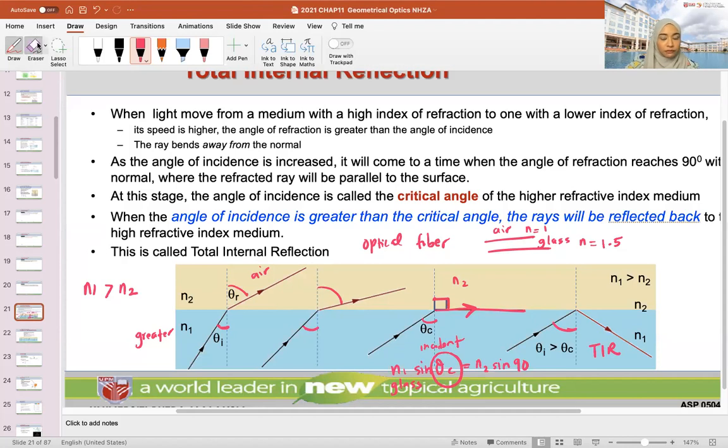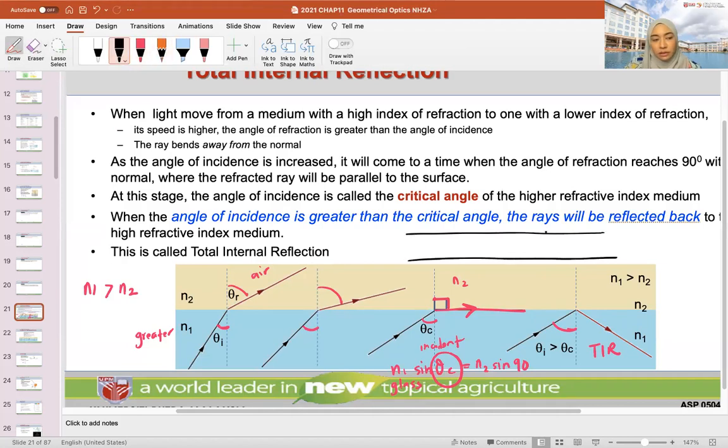Now, how does the optical fiber work? I told you your data propagates inside the optical fiber, but how does it look like, right? So let me just draw. You know that optical fiber uses total internal reflection. So it looks like this actually.